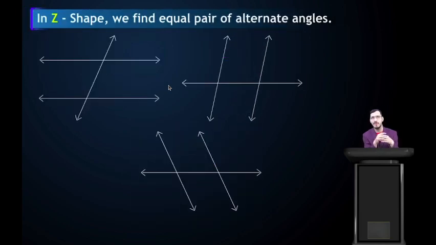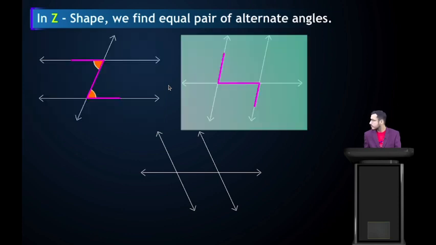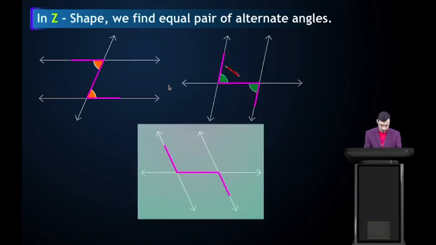In Z shape, we find equal pair of alternate angles. So see here, one you can see Z, and Z means alternate angles. Now second one, like this. Here Z is formed, that means alternate angles. And third case, like this, so here again alternate angles are equal.